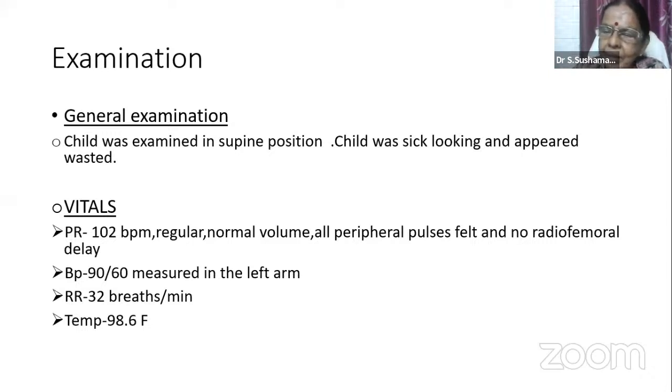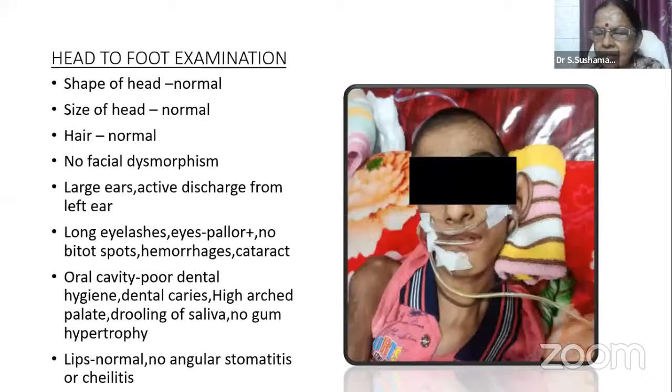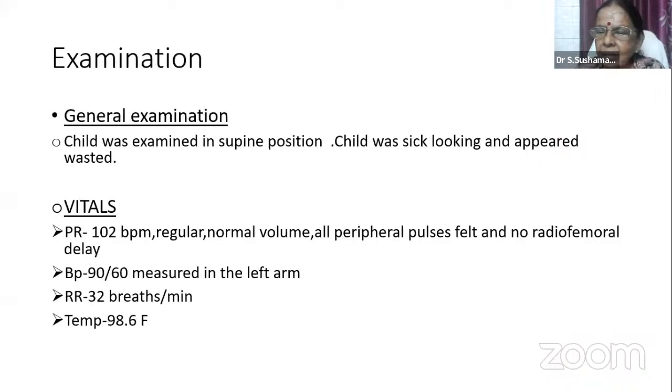Please prepare the answers for this question. Okay, you said the child was blind, isn't it? Yes, ma'am. No visual fixation previously, isn't it? Yes, ma'am. Which visual parameter made you say that the child is sick looking? This is a critical question, okay? You have committed that the child was sick looking. Which parameter made you to say that the child was sick looking?